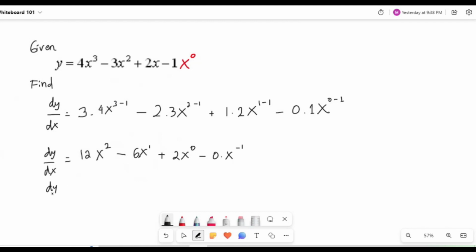Okay, so the final form is going to be 12x squared minus 6x. x to the power of 0 is 1, right, guys? So it's going to be 1, so what I have is plus 2 only. This one, 0 times x to the power of negative 1. This is x negative 1, it's okay, but we times it by 0. So 0 times anything becomes 0. So the final form of the differentiation would be 12x squared minus 6x plus 2.